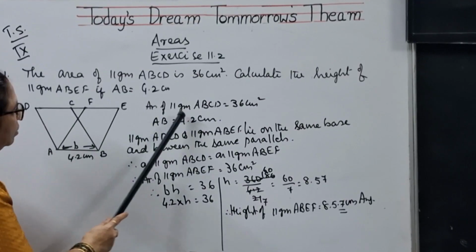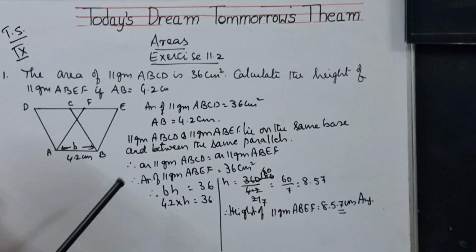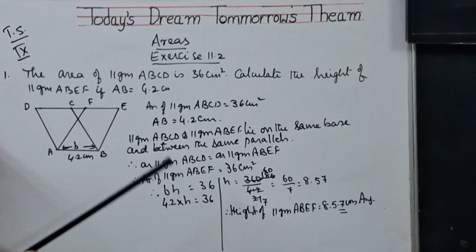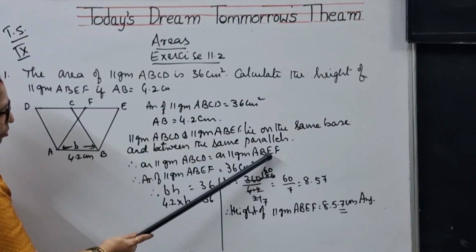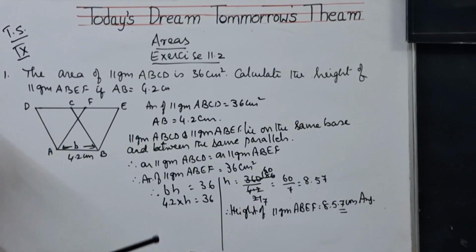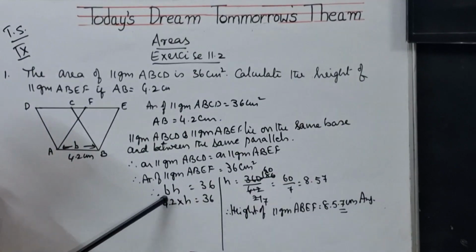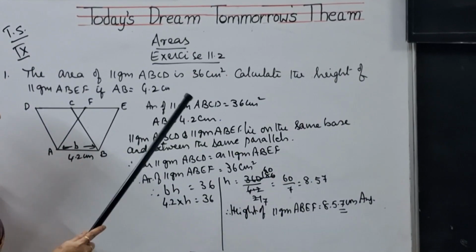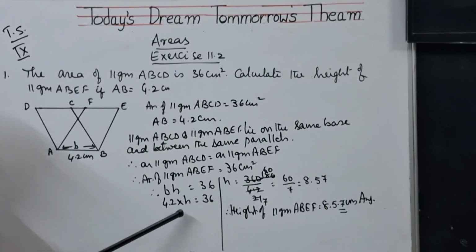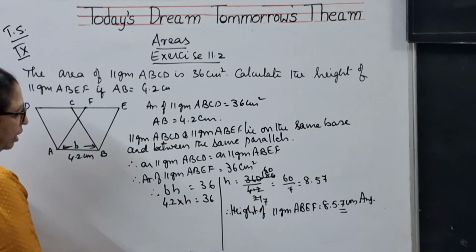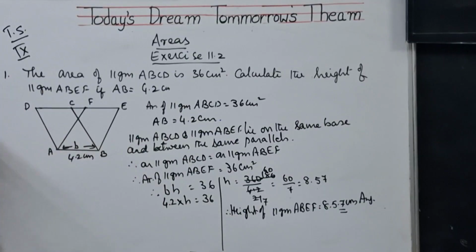What have they given? They have given area of parallelogram ABCD as 36 square centimeters. If ABCD parallelogram area is 36 square centimeters, definitely ABEF parallelogram area also is 36 square centimeters. And formula of area of parallelogram is base into height. What is base, children? This is AB. So base is equal to 4.2 into height is equal to 36. So on calculation, I have got h value as 8.57 centimeters, children. Please note it down. This is first problem.